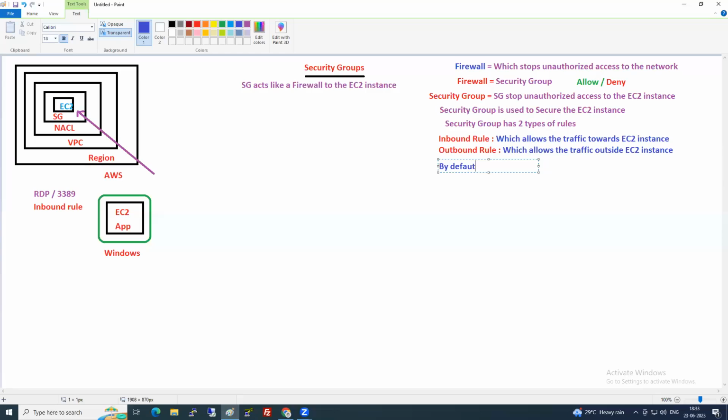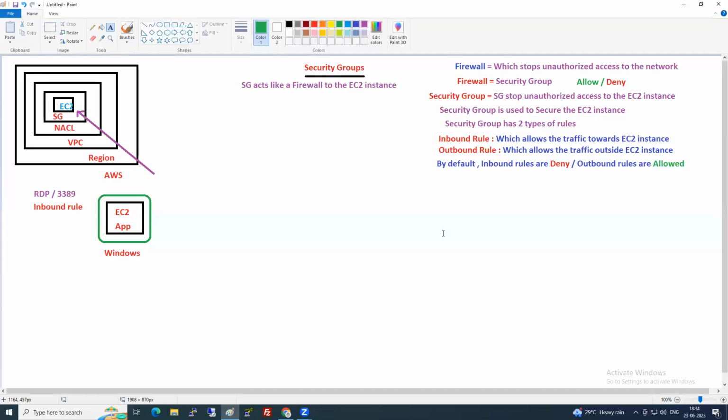So by default, inbound rules are deny and outbound rules are allowed. Super certification question. Okay, so I have created an inbound rule here. That is good for the EC2 instance.